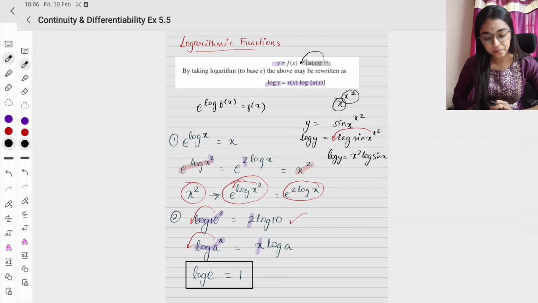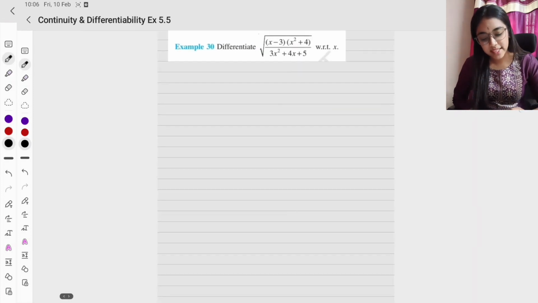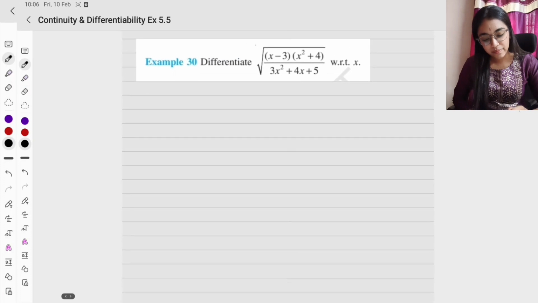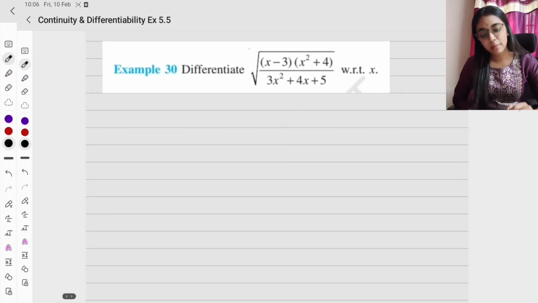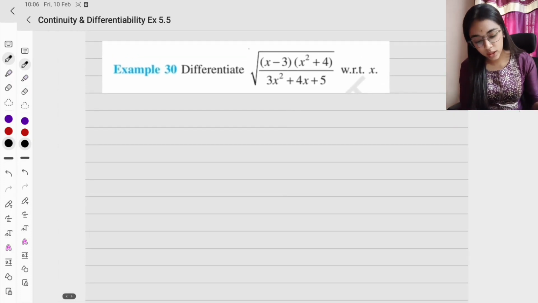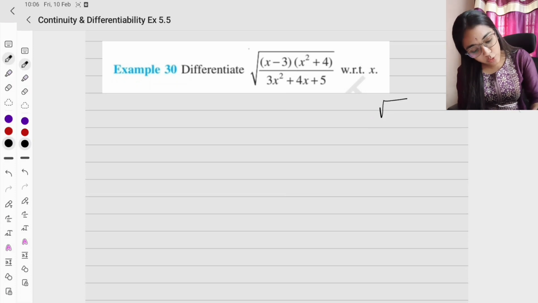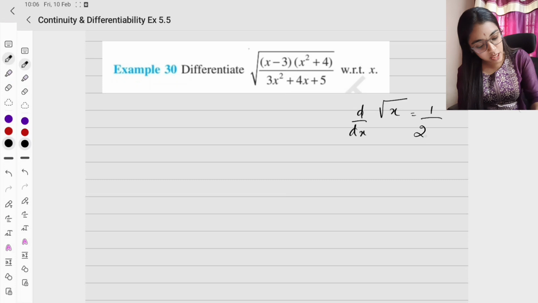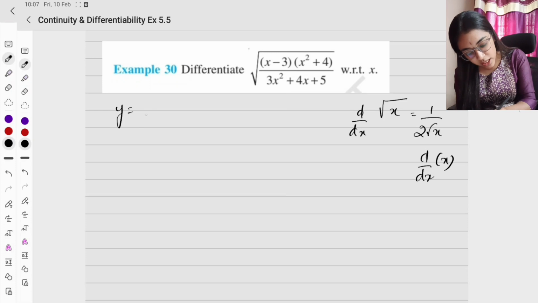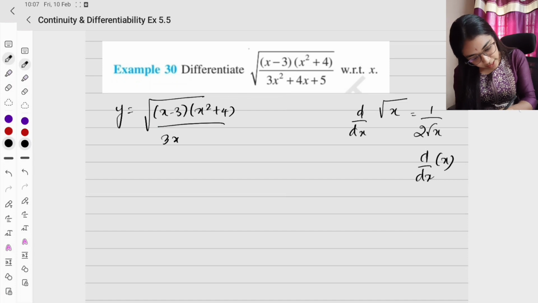Okay. Now, moving on to example 30. Differentiate. So if we do not know this logarithmic function, what will we usually do? Whenever you have root of x, if we differentiate it, d by dx of root x is nothing but 1 by 2 root x. Then you need to also differentiate the x that is inside. Correct? So if we do it that way, you have y is equal to square root of x minus 3 x square plus 4 divided by 3x square plus 4x plus 5.